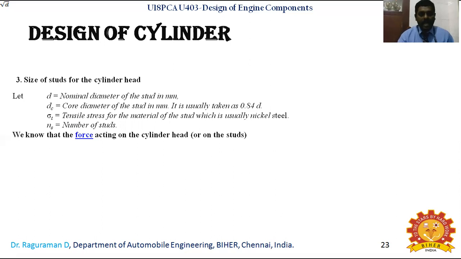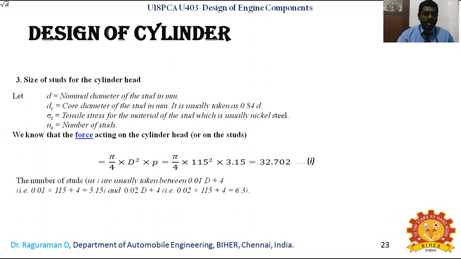So we know the force acting on the cylinder head. That will be pi by 4 into d square, that is the area of the piston also, that is the inside diameter of the cylinder, on which the pressure is acting. So the gas pressure is acting: pi by 4 d square into p. The d value we had calculated as 115, and the maximum pressure p we calculated as 3.15. So from there you are calculating the force value as 32.702. So you are keeping this as equation 1.